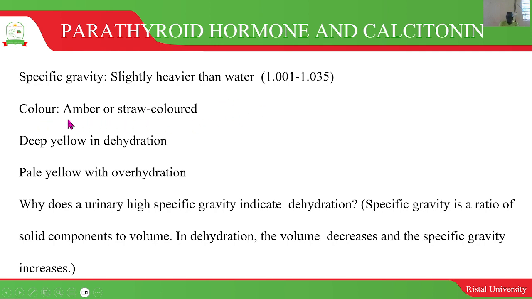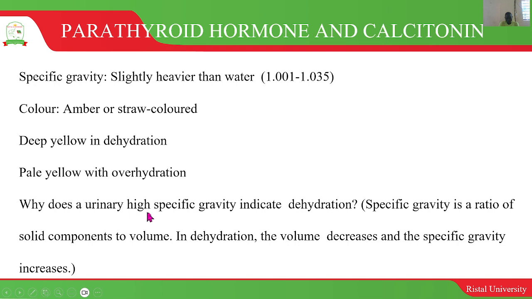We also look at the color, can be amber or straw colored, deep yellow in dehydration, or pale yellow in overhydration. So when you have taken a lot of water or a lot of fluid, you'll see that your urine normally will change. Okay, it will become pale. But if you have stayed working in the strong sun and you have not taken water, you also have a small volume of urine, and even the color will be deep yellow. Okay.